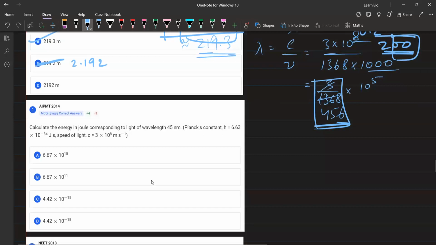Try this next one. Calculate the energy in joule corresponding to light of wavelength 45 nanometer. Here the Planck constant has been given. Speed of light has also been given. E is equal to h c upon lambda. Apply this particular formula, you will get the answer.